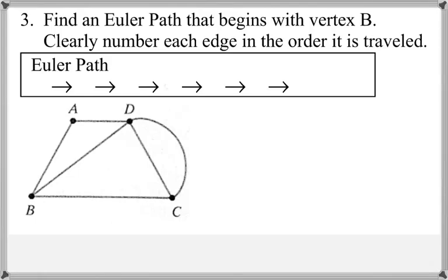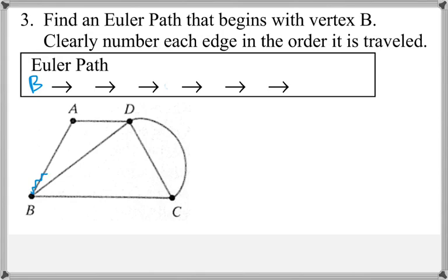Number 3 says, find an Euler path that begins with a vertex B. So we're starting with B, and we have to travel every edge exactly once. And your route may be different from mine, and that's okay, as long as you travel every edge exactly once.